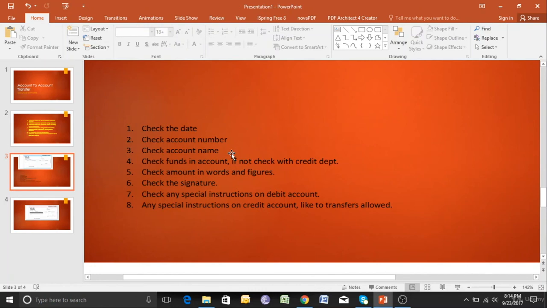If you find all of the information on the slip is correct, signature is correct, date, account, amount, amount in words and figures, and any other special instruction is also not there, funds are available, then you go ahead and process the transaction in the system. You have to put the account number first, then check the other details in the system, put the amount, check, put the credit account number and process.